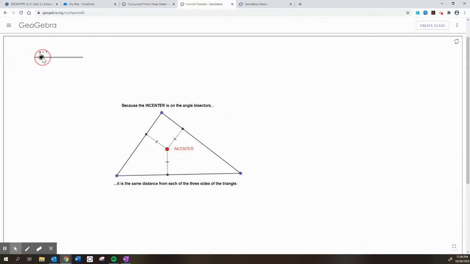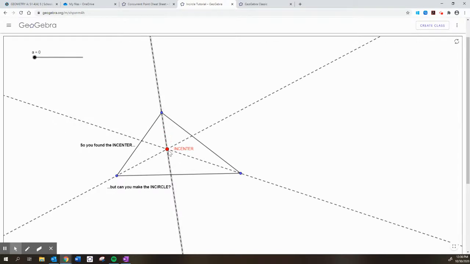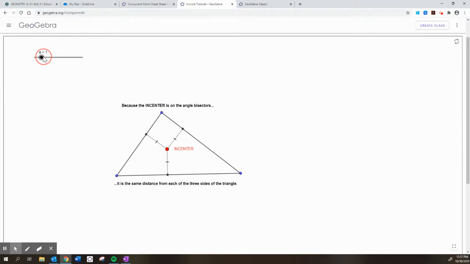I also want to describe this circle for you for a moment. You might remember that every point on an angle bisector is the same distance from each of the two sides of the angle. But because there's three angle bisectors, the incenter is the only place that's the same distance from all three sides at the same time. So that's where this diagram comes from.